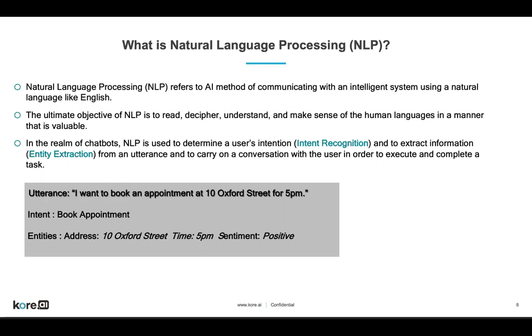So whenever an utterance comes from the user, the first thing that the NLP engine will try to do is to identify the intent for the user, the task the user wants to perform. And this is known as intent recognition or intent identification. Once the intent has been identified, the task has been identified from the utterance of the user.